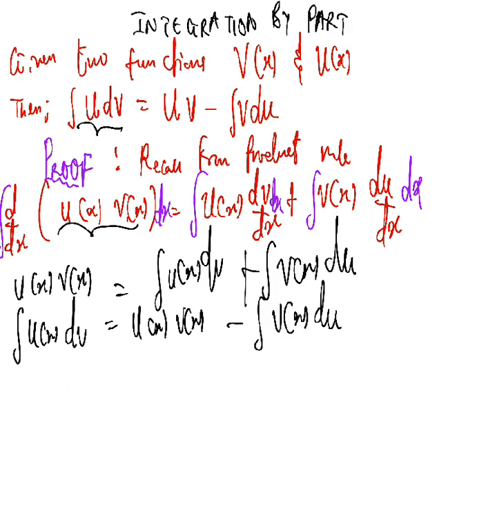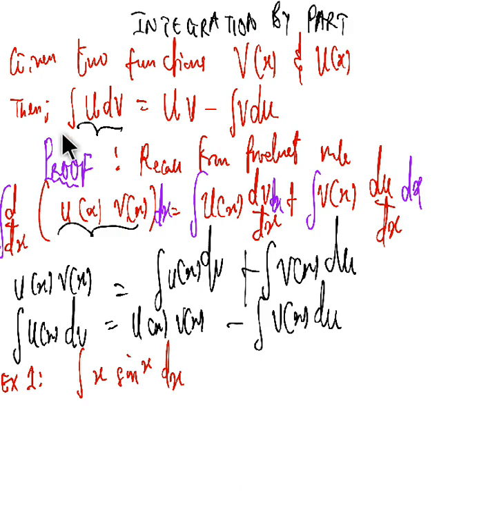Okay, so let's do 3 examples. Example 1. Let's say we want to integrate x multiplied by sine x dx. We can see x is a function, sine x is another function, so we are integrating a product of two functions. The best method we can use here is the integration by parts method.